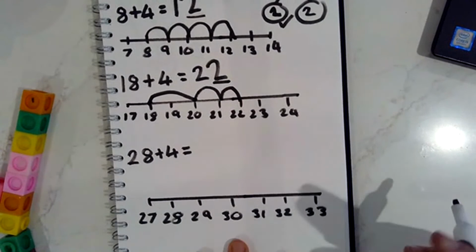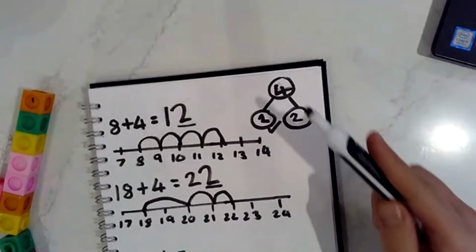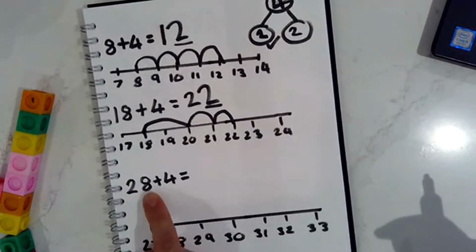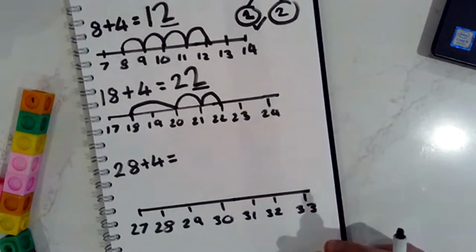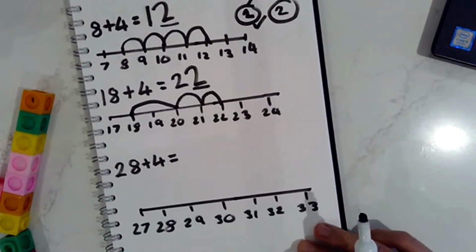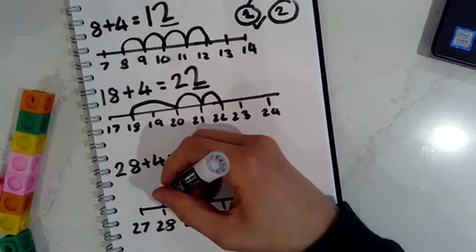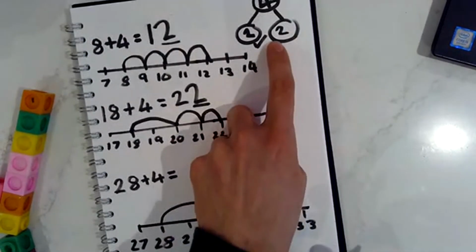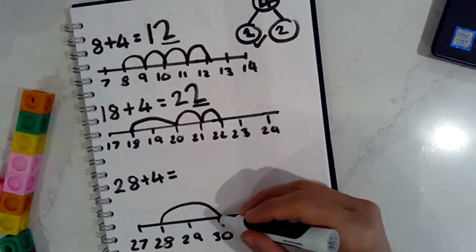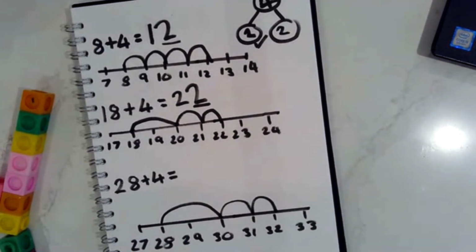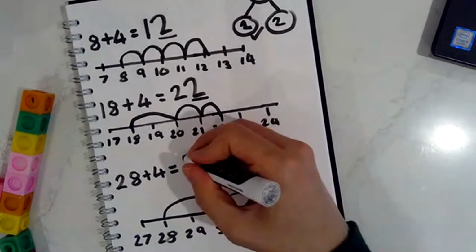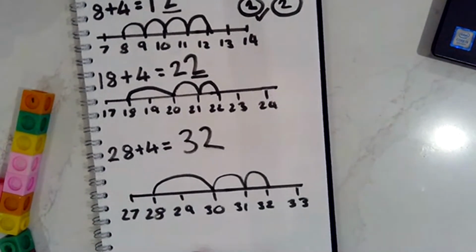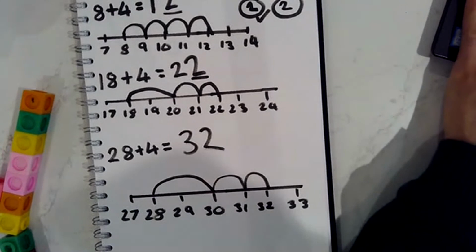28 add 4. Well, I'm going to use the same part whole because I know I need to add 2 to 28 to make the next multiple of 10 because I'm using the make 10 strategy. So 28 add 2 is 30. And now I need to add on the remaining parts. 1, 2. The answer is 32. Really well done there.